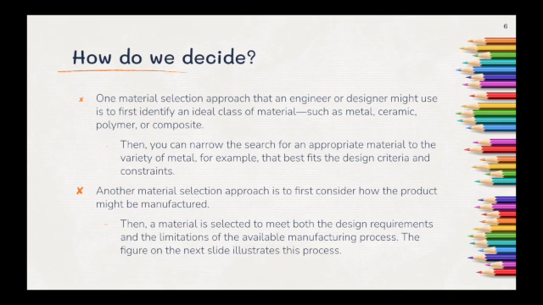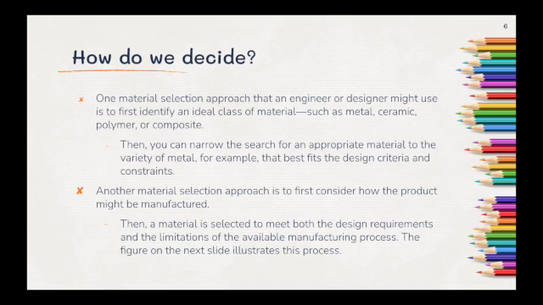One material selection approach that an engineer or designer might use is to first identify an ideal class of material, such as metal, ceramics, polymers, or composites. Then, an engineer can narrow down the search for an appropriate material to the variety of metal, for example, that best fits the design criteria and constraints.